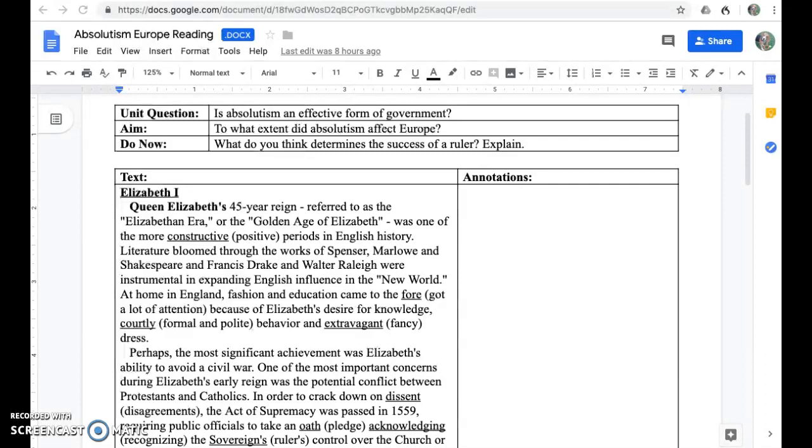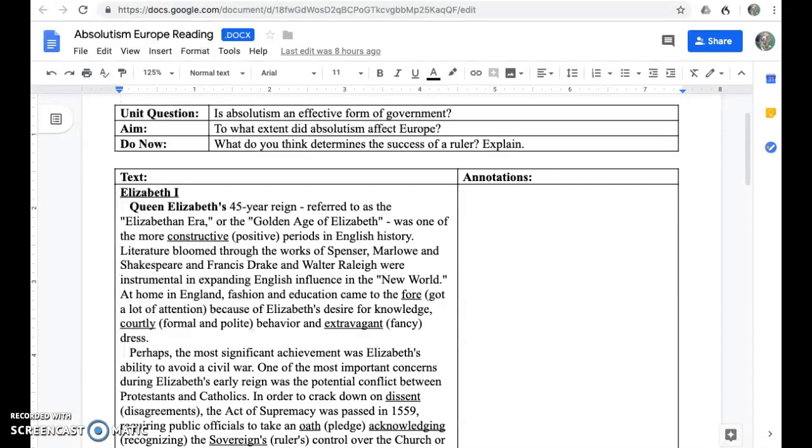Elizabeth I. Queen Elizabeth's 45-year reign, referred to as the Elizabethan era, or the Golden Age of Elizabeth, was one of the more constructive or positive periods in English history. Literature bloomed through the works of Spenser, Marlowe, and Shakespeare, and Francis Drake and Walter Raleigh were instrumental in expanding English influence in the New World, meaning the Americas.